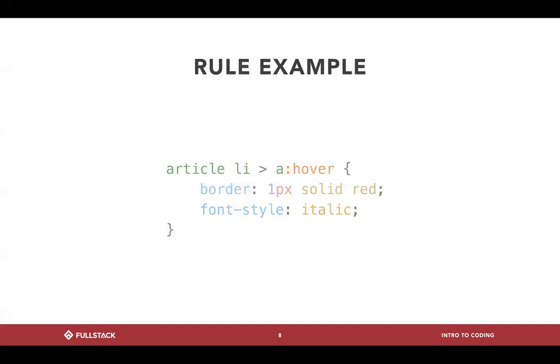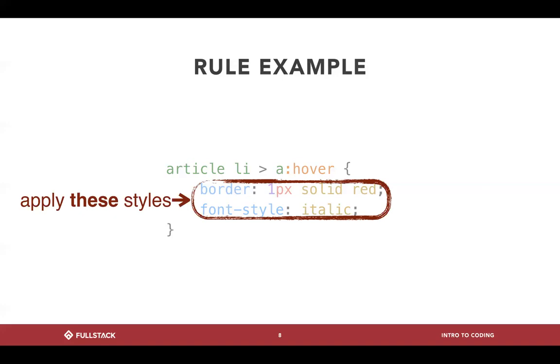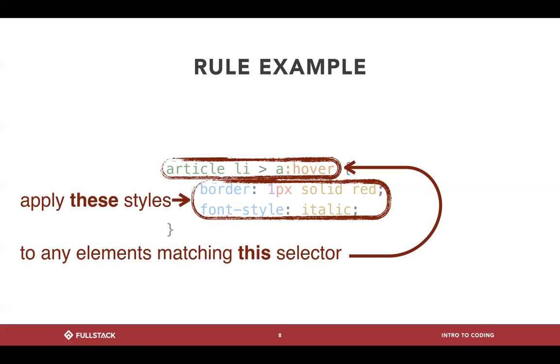And this is a pretty complex example. We won't be doing anything this complex in this class, but this gives you a little bit of a sense of what these rules can look like, how these rules can be shaped. So in this example, the inside parts, the properties and values, apply the actual styles, and they apply them to any elements matching this selector. So that's the division here: on the outside, you have the selector, on the inside, you have the actual rules.